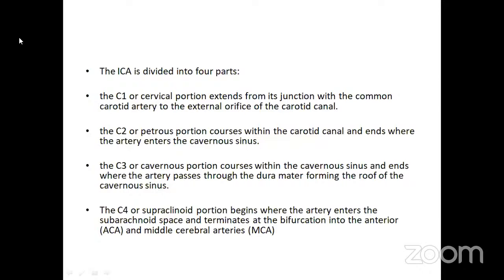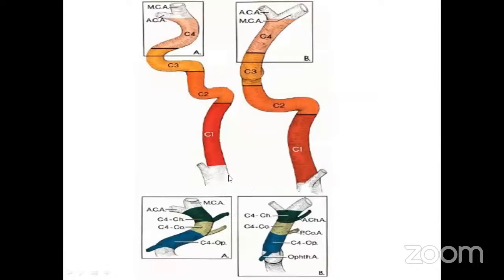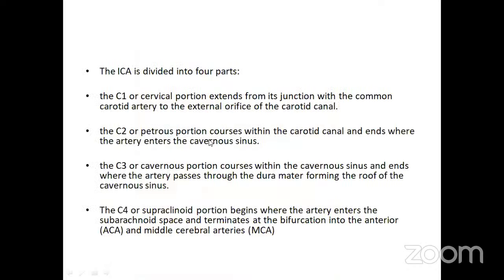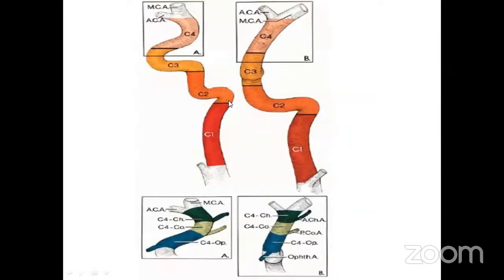The first part, C1 or cervical portion, extends from its junction with the common carotid artery to the external orifice of the carotid canal. So it extends from the junction of the common carotid artery to the external orifice of the carotid canal. This one is the cervical or C1 part. The second, C2 or petrous portion, courses within the carotid canal and ends where the artery enters the cavernous sinus. So this is the second part or the petrous part. It starts at the orifice of the carotid canal and ends where the artery enters the cavernous sinus.